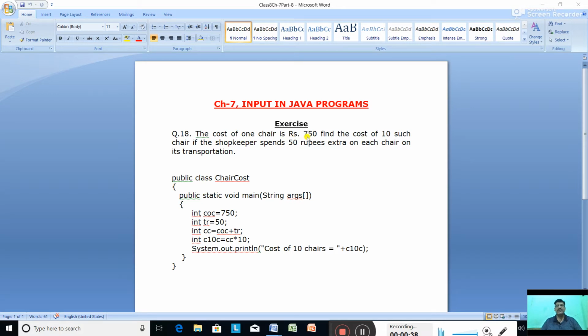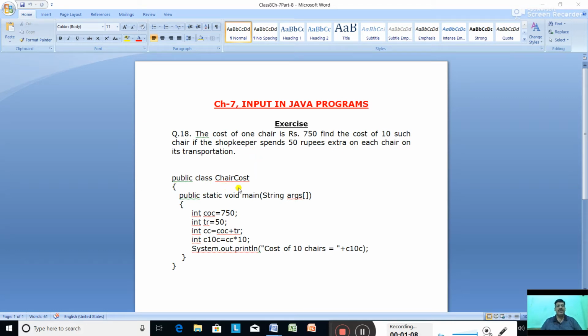The cost of one chair is rupees 750. So you have to find the cost of how many chairs? 10 such chairs. And the shopkeeper is spending 50 rupees as overhead expense, extra charge. So this 50 rupees will be added to the cost of one chair. So the cost of each chair will become 800. So 800 into 10, we have to find, 8000 will be the cost of 10 chairs.